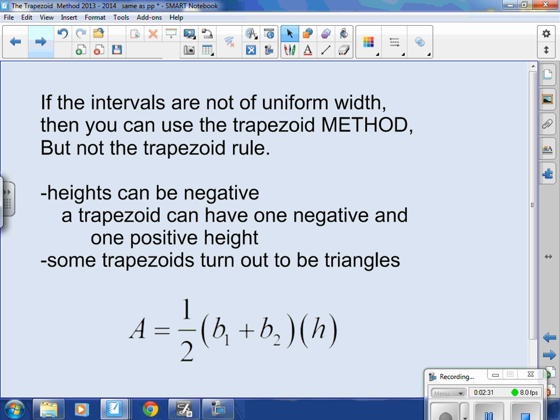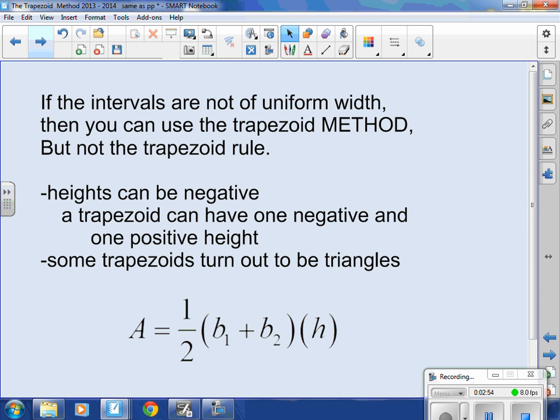If the intervals are not uniform width, then you can simply use what we call the trapezoid method, and that means just drawing a bunch of trapezoids, find their areas, and add them together. A couple things to know. Heights can be negative in a trapezoid if you're using the trapezoid method, and one of the heights could be positive and one could be negative. That's kind of a strange feeling trapezoid, but it fits with what we're doing.